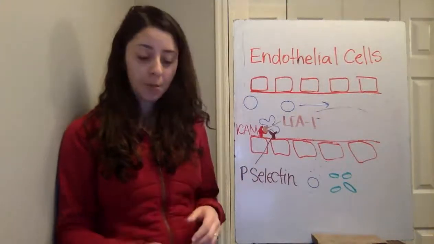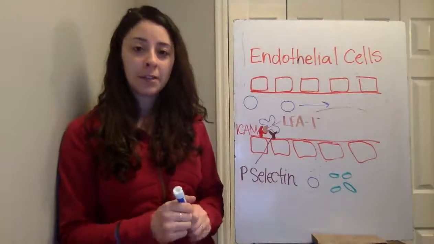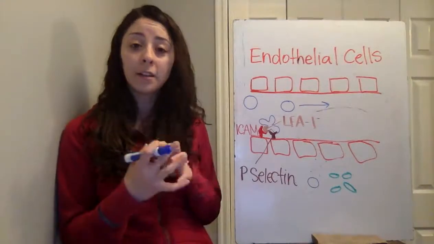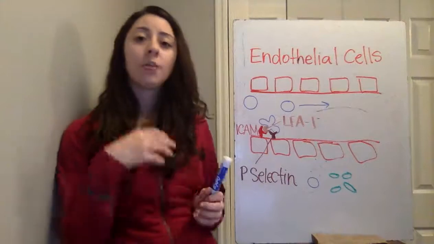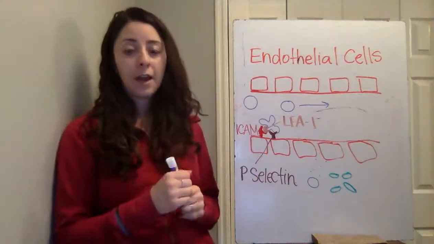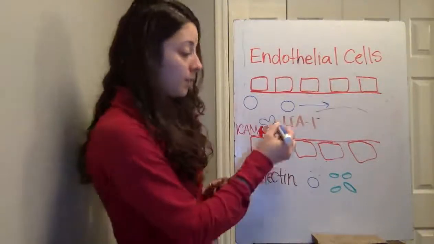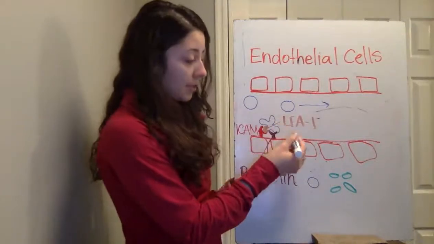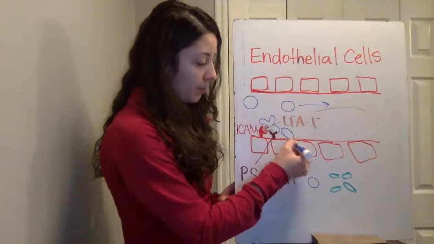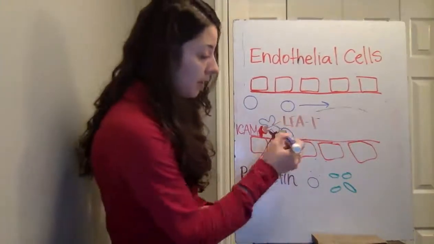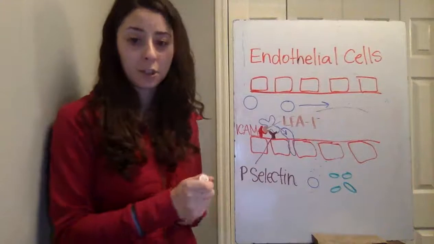And the third step is called diapedesis. So once the cells have bound tightly to the endothelial cells, they're ready to infiltrate tissue. And in this third step called diapedesis, that is when a leukocyte is able to go in between the endothelial cells and begin to infiltrate the tissue.